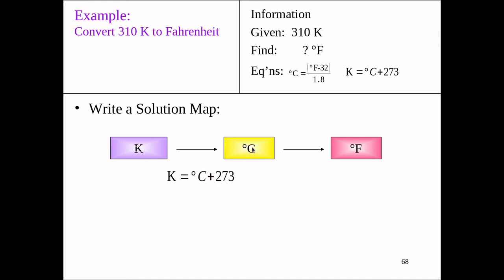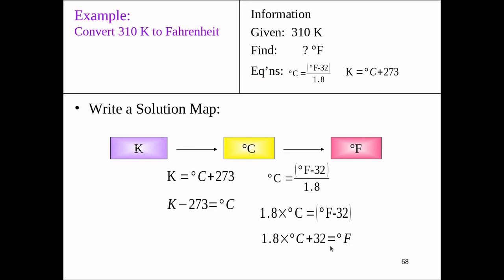To go from Kelvin to degrees Celsius, we start with our known equation here, and then we invert it to get an equation for degrees Celsius, the quantity that we want out. To go from Celsius to Fahrenheit, we start with our known equation, and then we can invert it to get an equation for degrees Fahrenheit. So I showed you the little intermediate of the algebra right there.